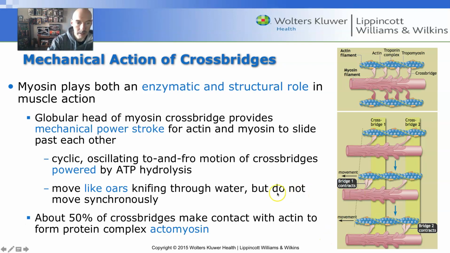And that point is listed here. They move like oars, knifing through the water, but they do not move synchronously. It's kind of like when you row a boat. If anybody's ever gone canoeing, right? You put one paddle on this side, then you go to the other side, and you go back and forth. You don't row both at the same time. Typically, if you have a long oar, you're going one side, one side, one side. That's more similar to how our cross bridges cycle. Only about 50% are in contact at a given time.